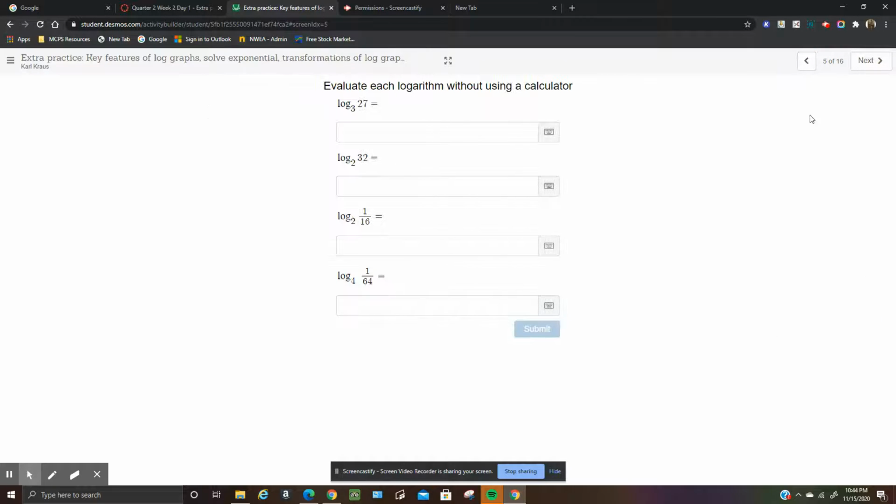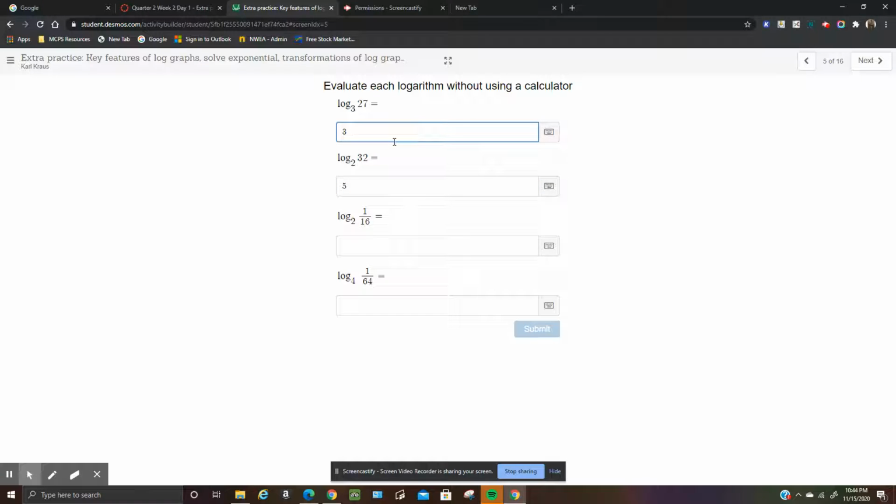Whoops, missed a slide here. No, that's slide 5. Evaluate each logarithm without using the calculator. So you're asking 3 to what power is 27? That's 3 cubed. And then 2 to what power is 32? So 2 to the 5th.